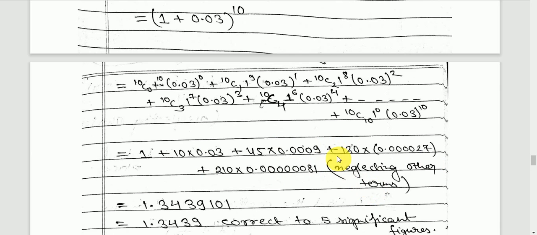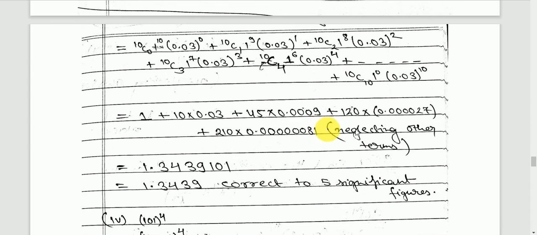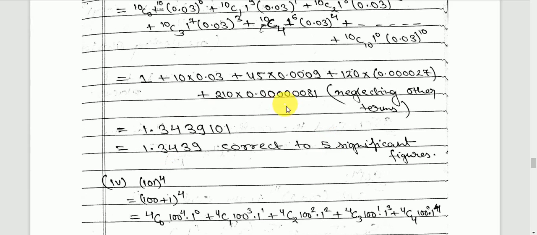Why have we neglected other terms? Because you can see over here the second term is 0.03, and once the power increases for this 0.03, the value gets closer and closer to 0. So you can neglect that. That's why terms which contain powers more than 4 are being neglected over here. Then you simplify, and you will get 1.3439, correct to 5 significant figures.